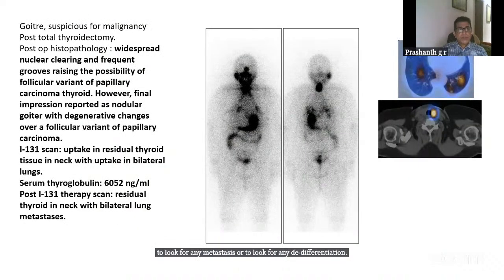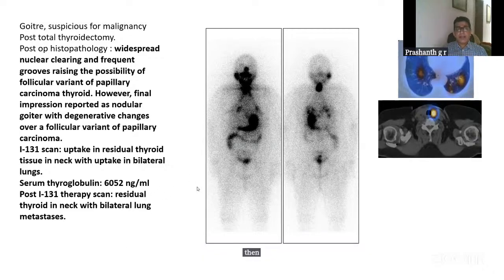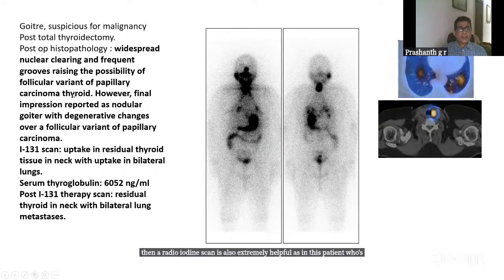And whenever your histopathology report is not all that conclusive, then a radioiodine scan is also extremely helpful, as in this patient whose histopathology did not definitely say it was malignancy. So either way, the patient had come to us for an iodine scan. So what did we see?